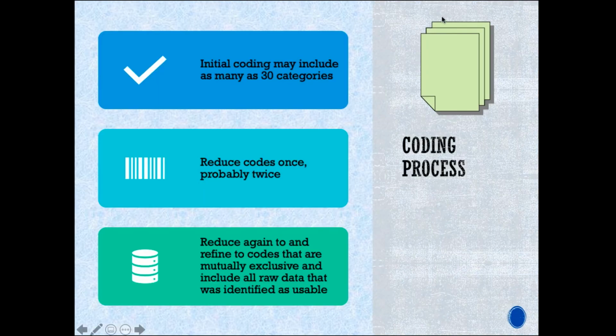Let's see here in the coding process. Initial coding, for example, may include as many as 30 categories. So you reduce the codes once, probably twice, and make them only 15. Reduce again and refine to codes that are mutually exclusive and include all raw data that was undefined, usually. So from 30, you bring them maybe to 20, then from 20, you may bring them to 15 or 10.